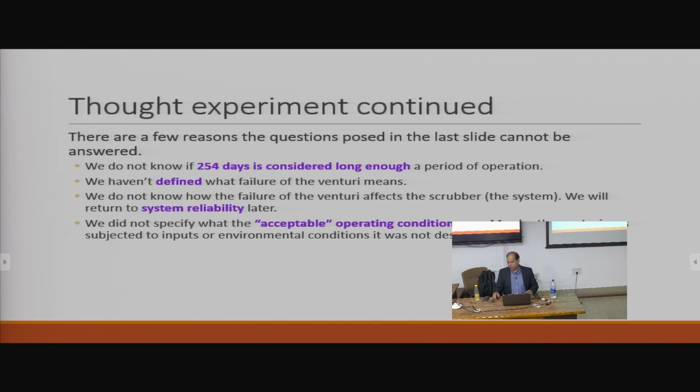And then the other thing that was missed in the discussion is that we did not specify what the acceptable operating conditions are. Okay? So we know that the Venturi failed. Maybe it was subjected to inputs or environmental conditions that it was not designed for. So the whole idea that somebody is saying that the system is reliable or unreliable is contingent on whether it was operated under the specified conditions. What conditions do you think it can fail in?